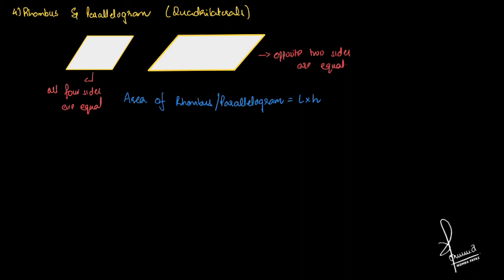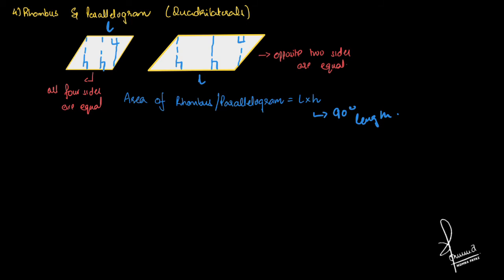Now again, what is the length? What is the height? So this side over here is your length, and your height is always at a 90 degree angle to your length. That means that this is your height, this can be your height, this can be your height, all three are equal. Similarly, in a rhombus, if this is your length, then this can be your height, this can be your height, this can be your height.